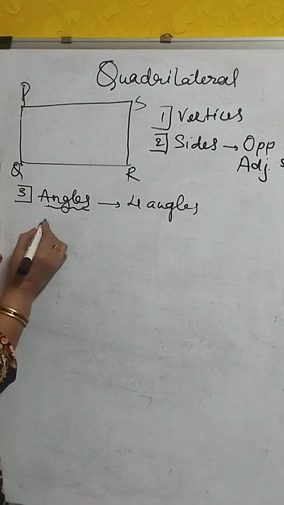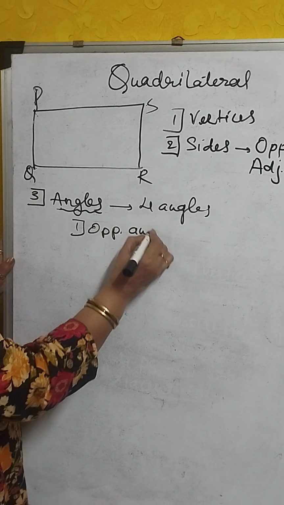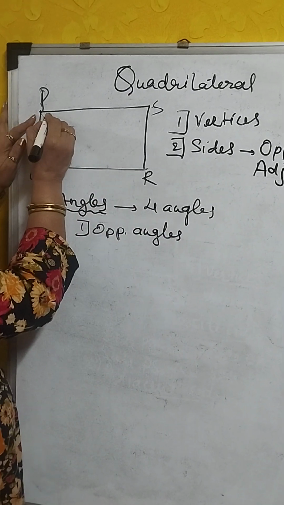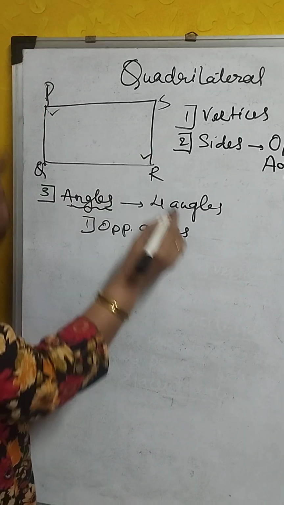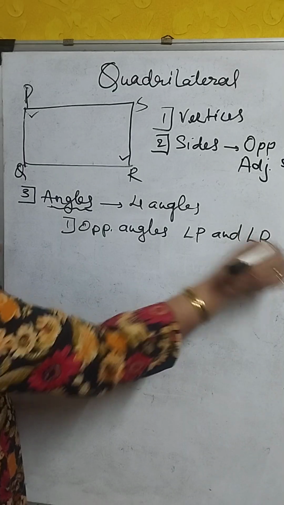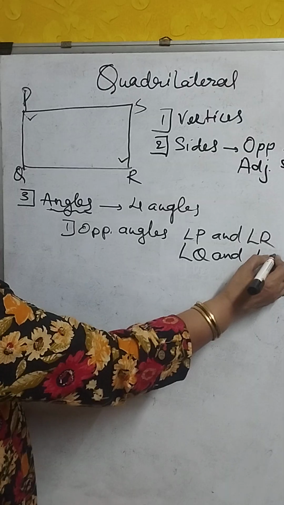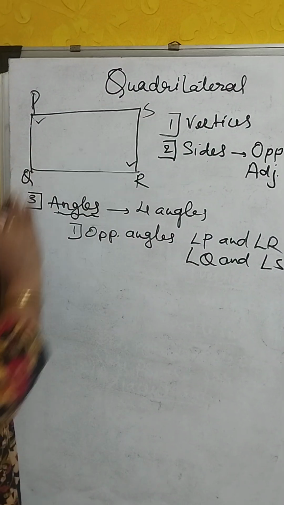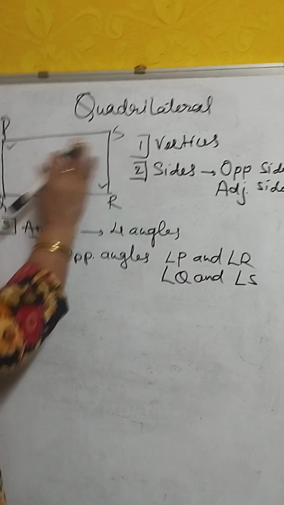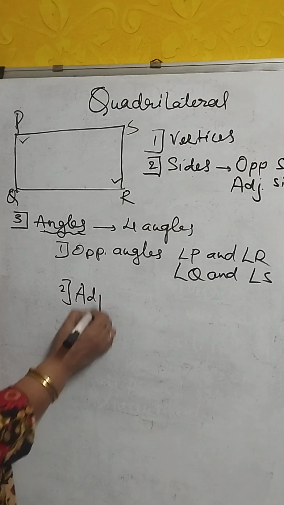Okay. In angles again there are opposite angles. What are the opposite angles? Angle P and angle R. Angle P and angle R are opposite. Angle Q and angle S are opposite. Q and S opposite, P and R opposite. These are opposite angles.